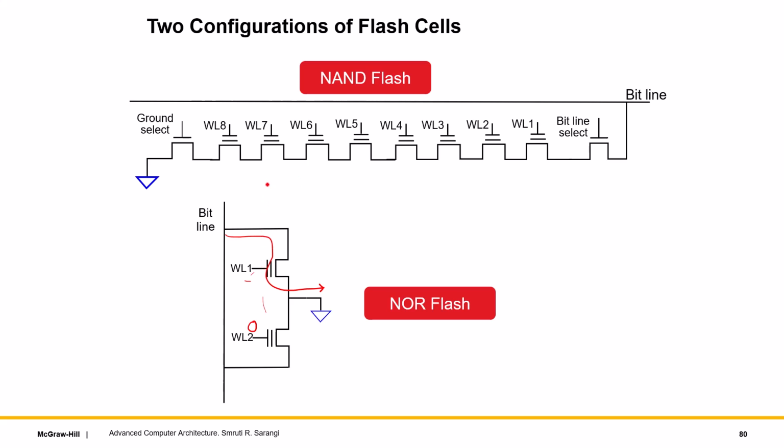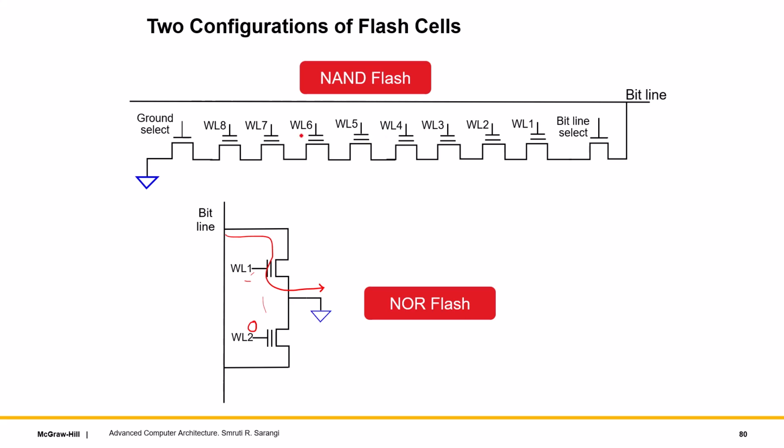I could have a more compact organization called NAND flash, where again I have 8 of these cells or transistors, floating gate transistors one after the other, with an enabling transistor to select this bit line and an enabling transistor between this and ground. Many of these are made for reducing leakage power and increasing the fidelity of the signal on the bit line.